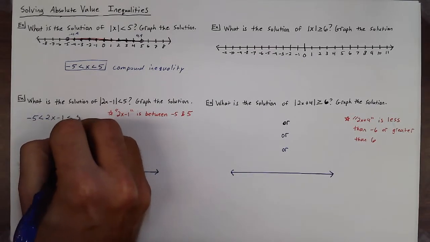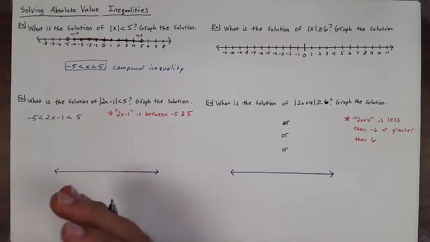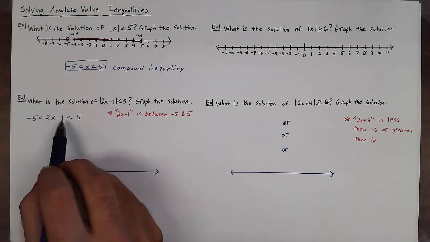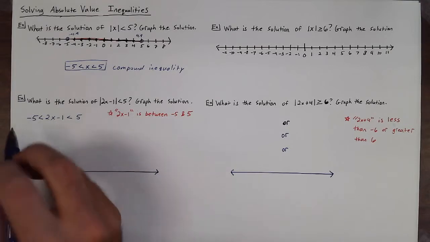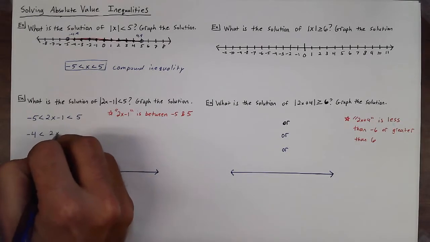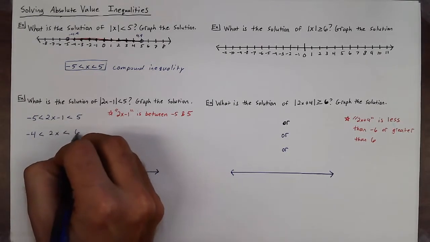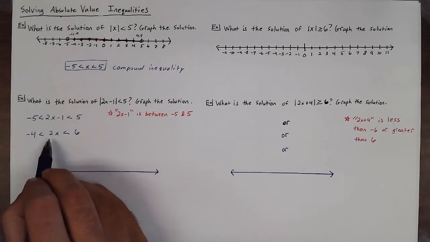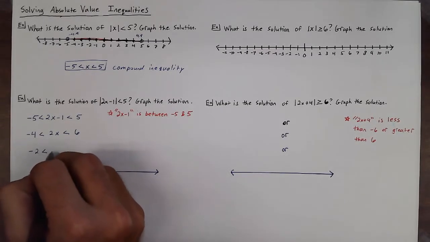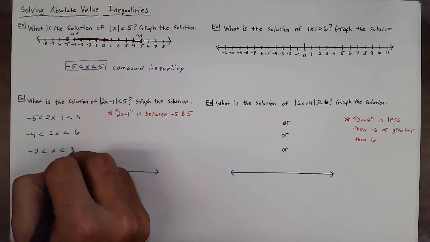And we can go ahead and solve this inequality for x by adding 1 to each side of the inequalities. So it's adding 1 everywhere, making it negative 4 is less than 2x, which would be less than 6. And then to get x by itself, we could divide everything by 2, giving us negative 2 is less than x, which is less than 3.